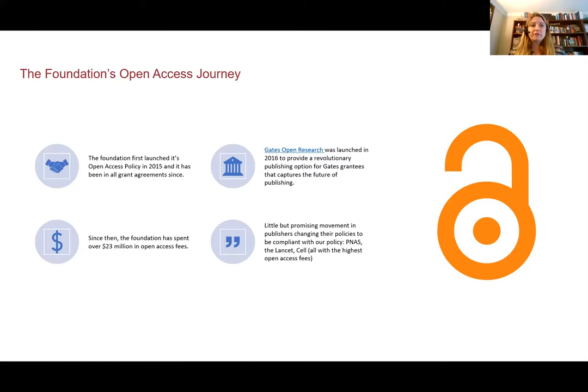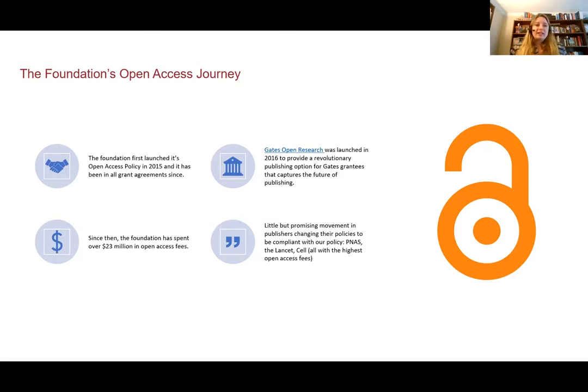So to briefly cover the foundation's open access journey, we started our first policy back in 2015, and it's been an all-grant agreement since then. In 2016, we launched Gates Open Research, which is one of my favorite projects to work on, and I think it's very indicative of leveraging technology to really free knowledge. It's a fully open post-publication peer-reviewed platform with full versioning, which I think is the way forward to correct many of the issues within current academic publishing, which hasn't quite moved on far from the print model that started it.